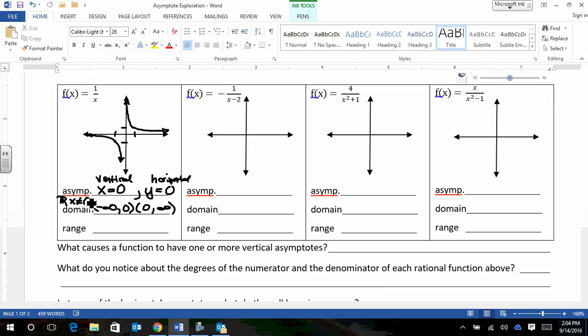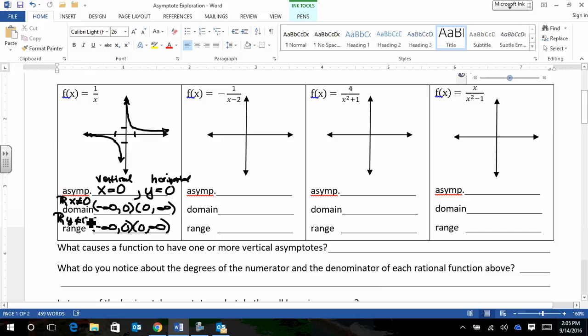Okay? Because we can follow the x-axis and we get to be everything except right here where that asymptote lies. And then we get to be everything to the right of that asymptote. Okay? Range. Same as the x, because y equals 0 is our horizontal asymptote. So negative infinity to 0, 0 to infinity. All real numbers such that y can't be 0.